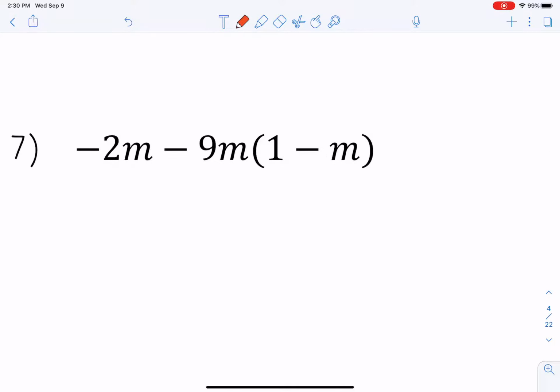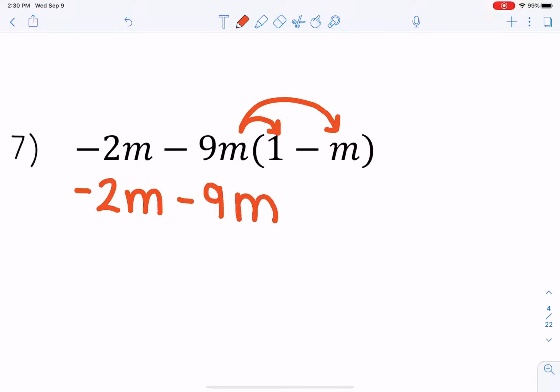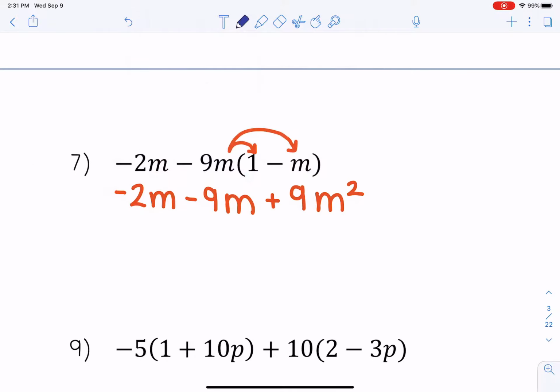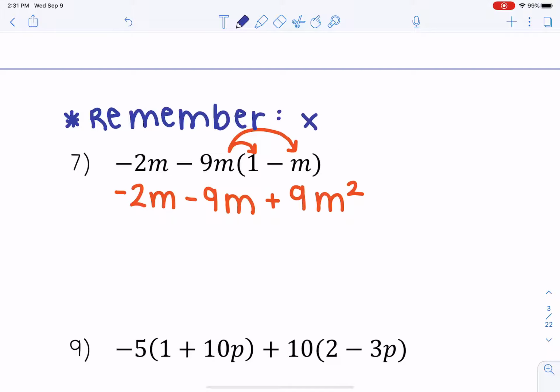Negative 2m minus 9m times 1 minus m. My first step is to distribute. You always want to distribute first. So I have negative 2m. Negative 9m times 1 is negative 9m. Negative 9m times negative m is positive 9m squared. So just in case you forget, you might want to write down, remember, x times x gives me x squared.